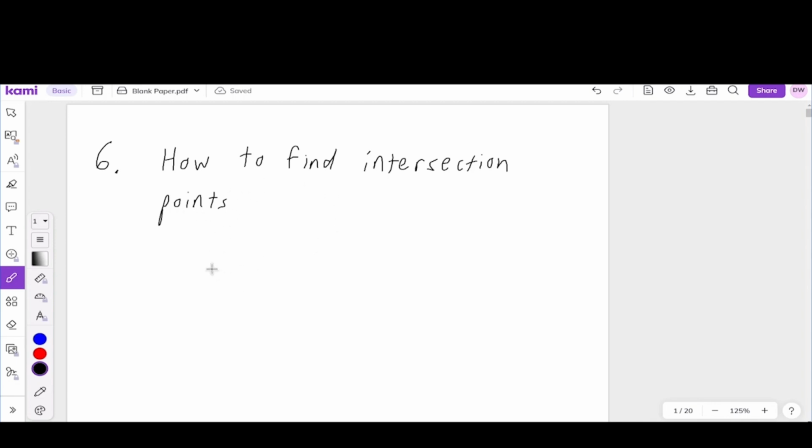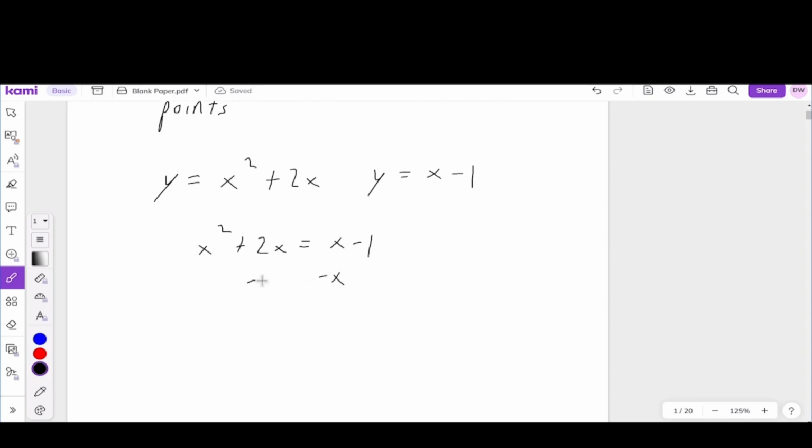So if I want to find how many intersection points there are, and I have the functions y equals x squared plus 2x and y equals x minus 1, technically I don't need Desmos, I don't need a graphing calculator. I can solve this easily by setting the functions equal to each other like this, and then I have to subtract x from both sides and add 1 to both sides, giving me x squared plus x plus 1 equals 0.